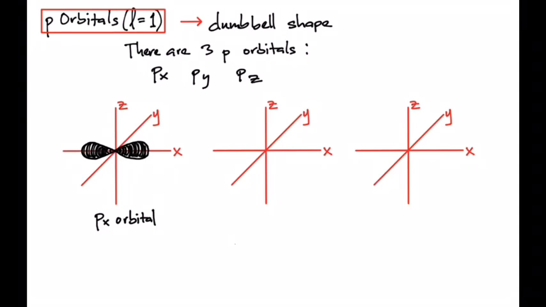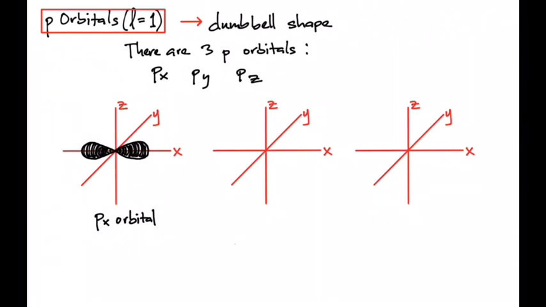So you have basically 2 lobes. For a p sub x orbital, the 2 lobes lie on the x-axis, and that's why we specify that. So the lobes of a px orbital are on the x-axis. So here we have a p sub x.